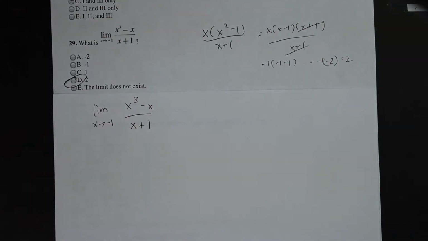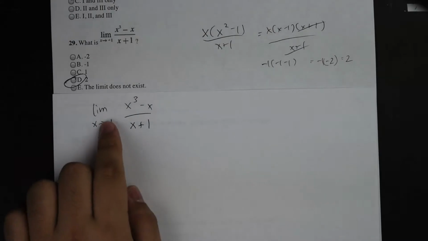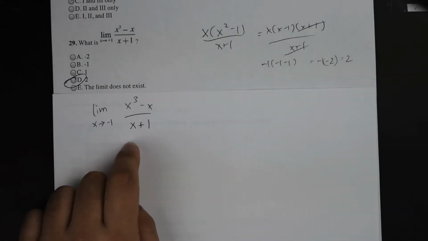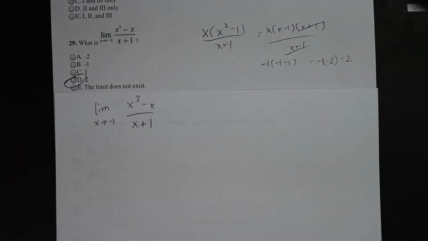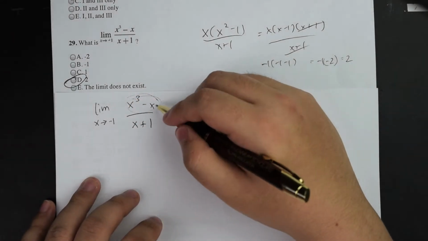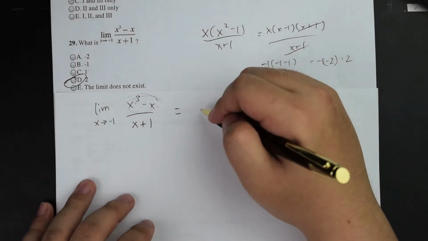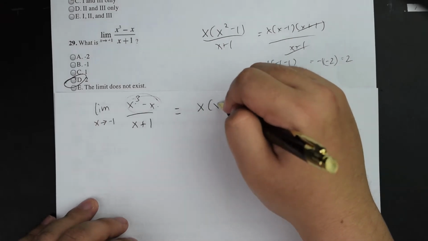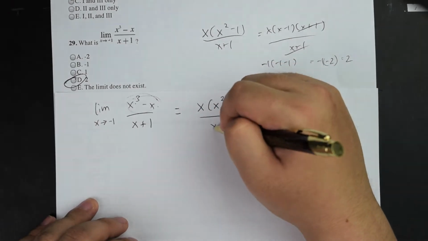When you plug in -1 right now as it is, it's going to become undefined. Thus, the idea behind limits is that I need to simplify the function as much as possible before plugging in x going towards -1 to see what potential value comes out. So I factored x out because they both share a common factor. Thus, I got x squared minus 1 over x plus 1.